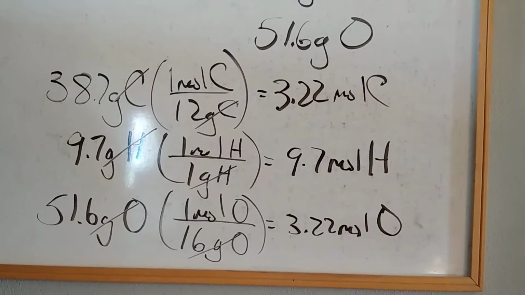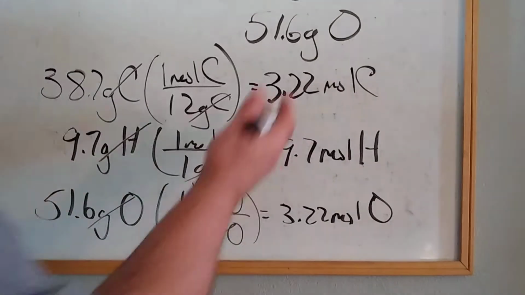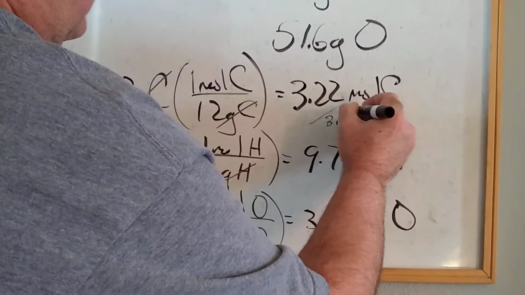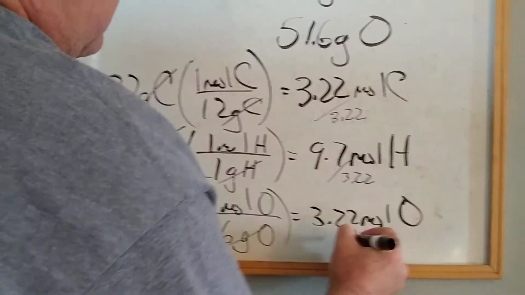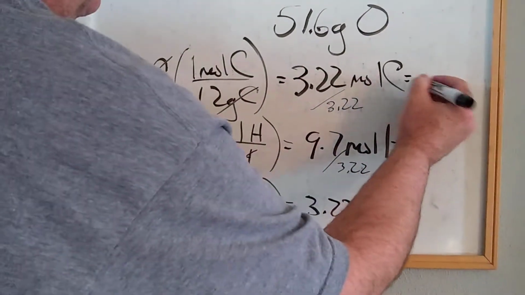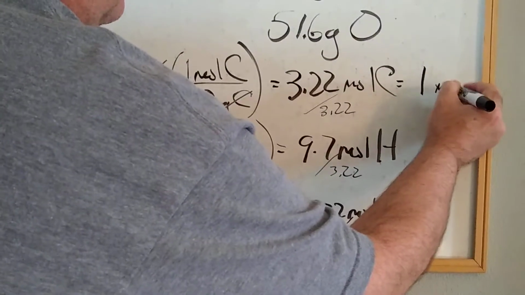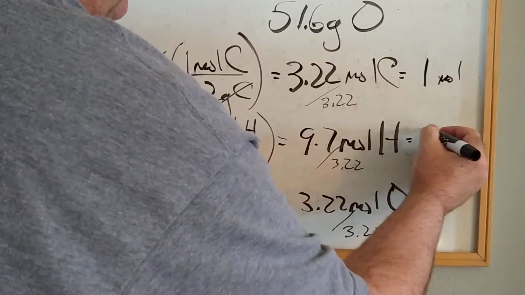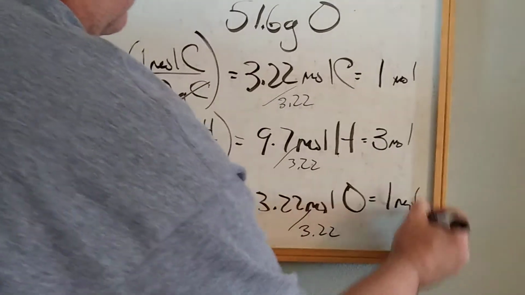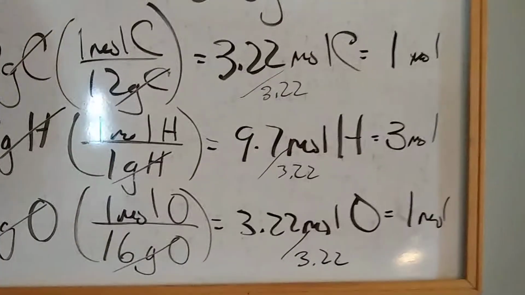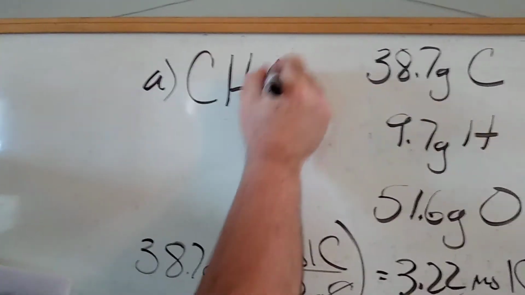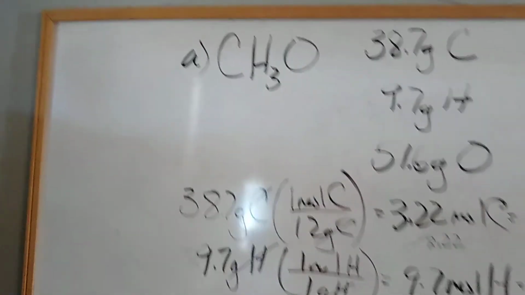Okay, now the second part is we have to divide by the lowest molar value that we have for our mole ratios. So 3.22, 3.22, 3.22. Just divide by all of those. And this gives me a mole ratio of 1 mole. This is going to be 3 moles. And this is going to be 1 mole. So your answer for A, which is on the paper, is CH3O. That's my empirical formula.